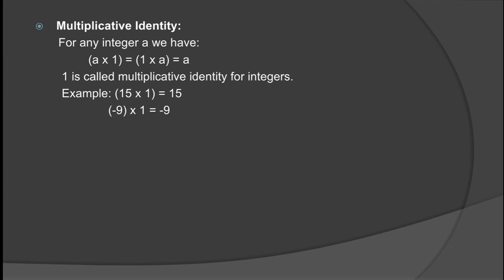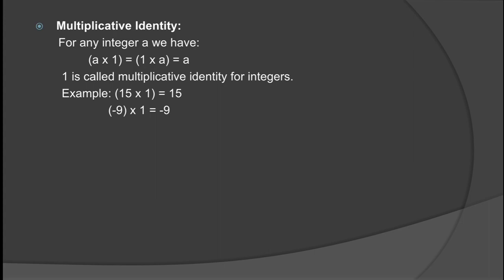So we can say that for any integer a, we have a into 1 is equal to 1 into a is equal to a. Here a is the given integer and 1 is the multiplicative identity. Why? Because when 1 is multiplied to a either from right or from left, it produces no effect on the given integer a. Hence 1 is called multiplicative identity for integers.